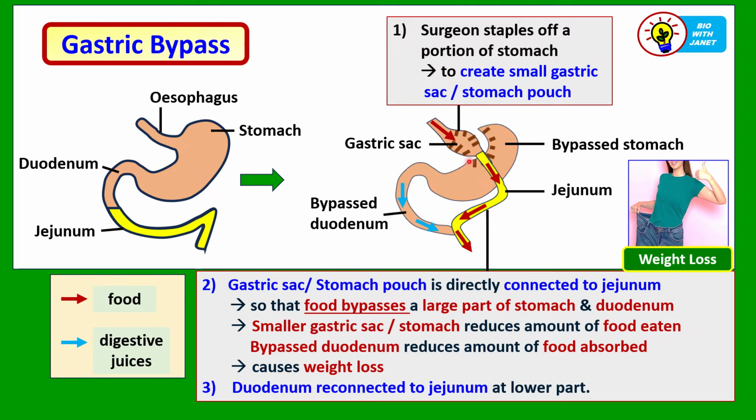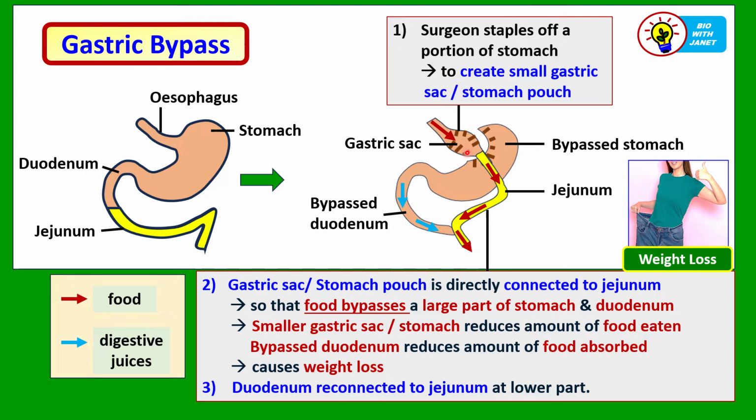And then there's a bigger portion of the stomach, okay, right below the gastric sac. So the stomach is divided into two parts. Next, the gastric sac or stomach pouch is then directly connected to the jejunum. So this yellow part here, the jejunum, is cut at this end here. And then the top end of the jejunum is connected directly to the gastric sac or stomach pouch. Okay, so that the food bypasses a large part of the stomach and the duodenum. And then the smaller gastric sac will also reduce the amount of food eaten, as the person will feel full very quickly after eating a little bit of food.